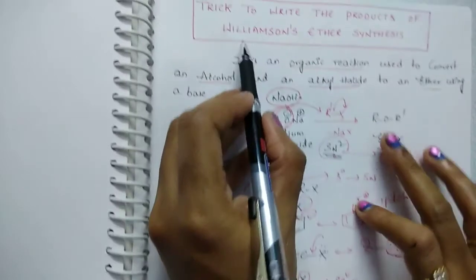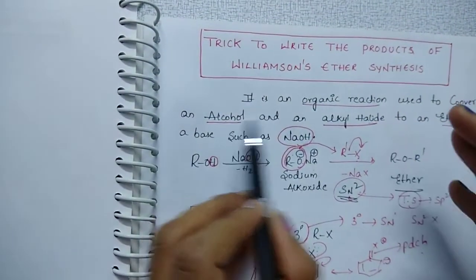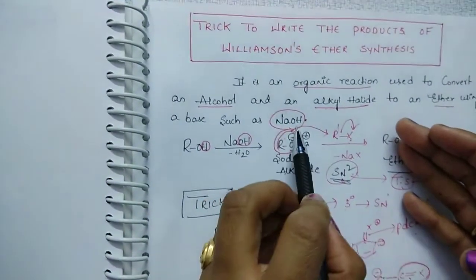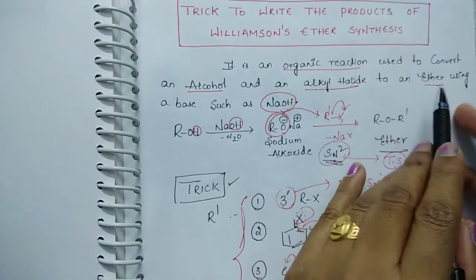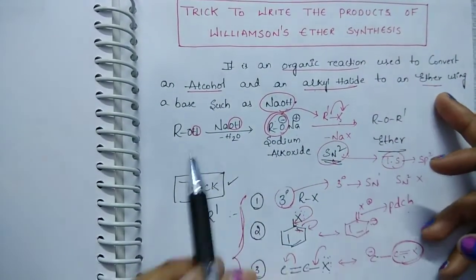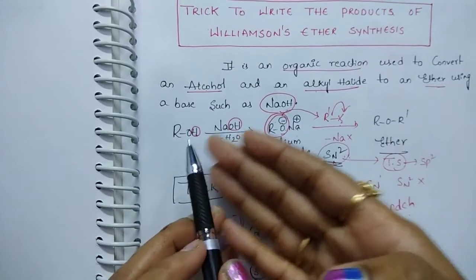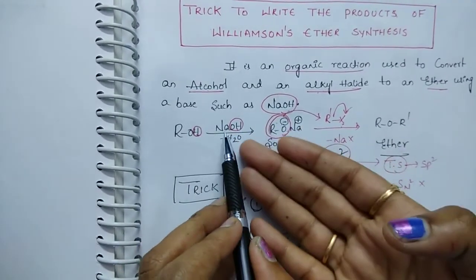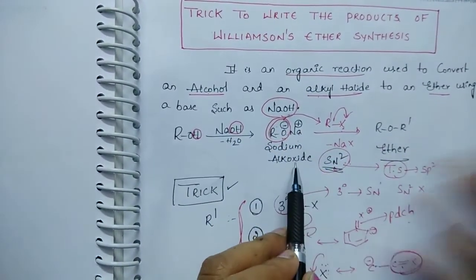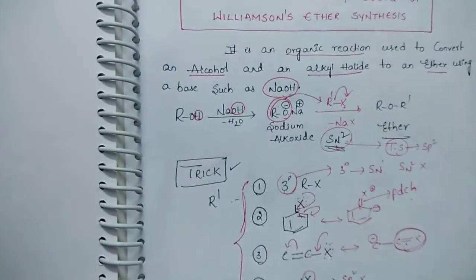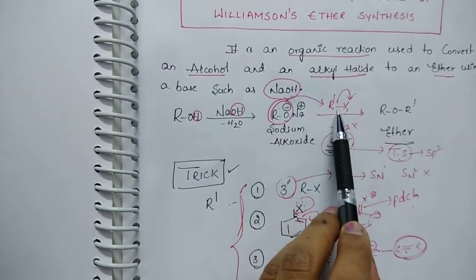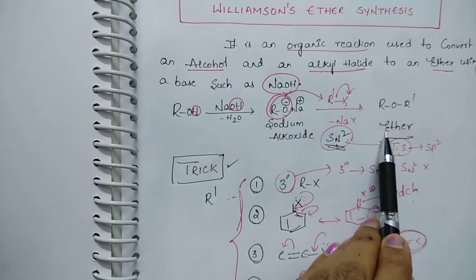What is the Williamson ether synthesis, students? Here, alcohol and alkyl halide in the presence of base NaOH, we get the ether as the product, right? First, whenever you treat sodium hydroxide with the alcohol, it forms a sodium alkoxide. Here the alkoxide acts as a strong nucleophile and it attacks the alkyl halide. It results in the formation of ether.